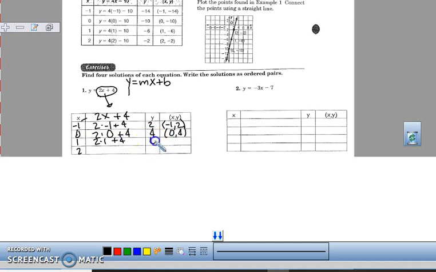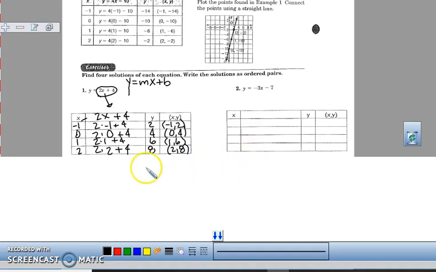The next one, I've got 2 times 1 plus 4. That's 2 plus 4, which is 6. So my ordered pair is (1, 6). You do need to have your parentheses around your ordered pairs, by the way. 2 times 2 plus 4, that's 4 plus 4, which is 8. And you'll see (2, 8) here.